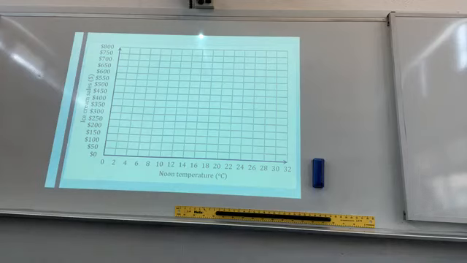If you haven't got a graph paper, come and get one from me. You've got data in front of you. What are the different forms? Have you got graphs? You need a ruler as well.